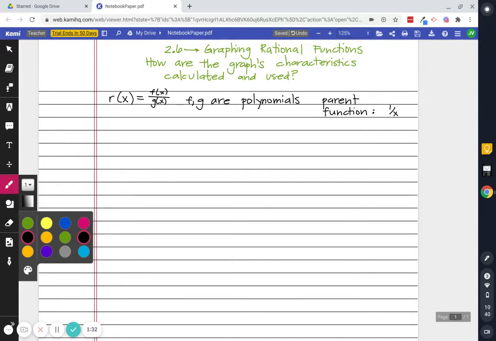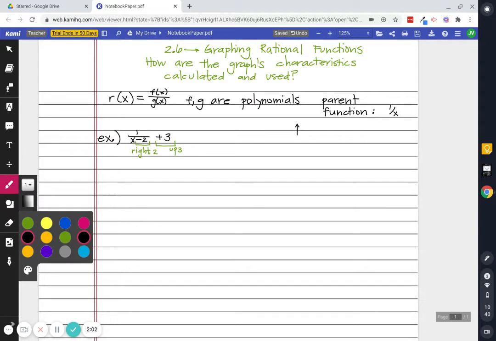So first of all, a quick example. 1 over x minus 2 plus 3. So that's a function that uses the parent function of 1 over x. This minus 2 moves our graph right 2. And this plus 3 moves our graph up 3, based on what we talked about in 1.6.